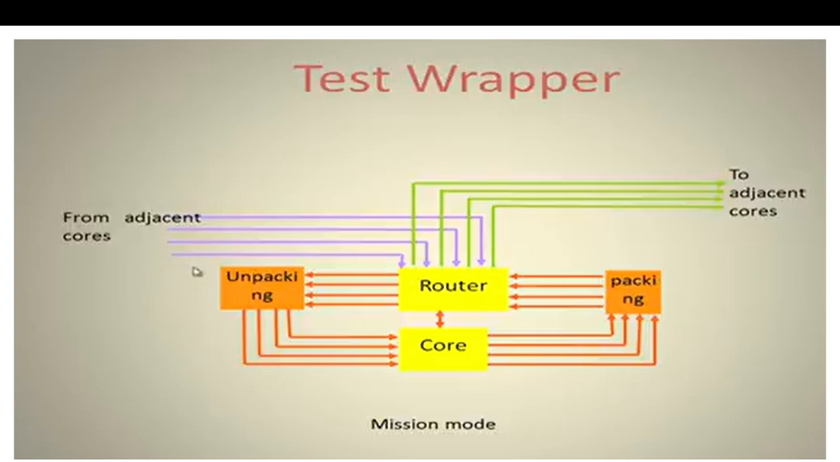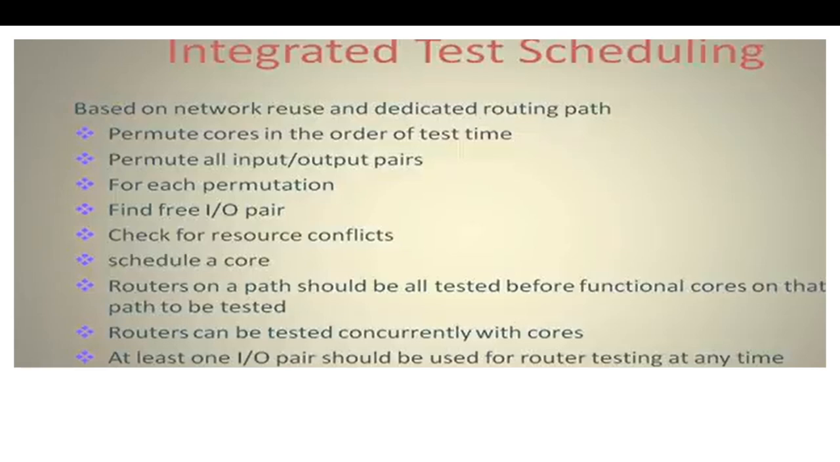So the test wrapper, this is in the mission mode. We perform the unpacking, which goes to the core and back to packing, and then the router, whatever the data is, can get to the router, go to the unpacking, go to the core. The data goes back to packing. It is packed and the router transfers it to the next adjacent. So this is how it works in mission mode.